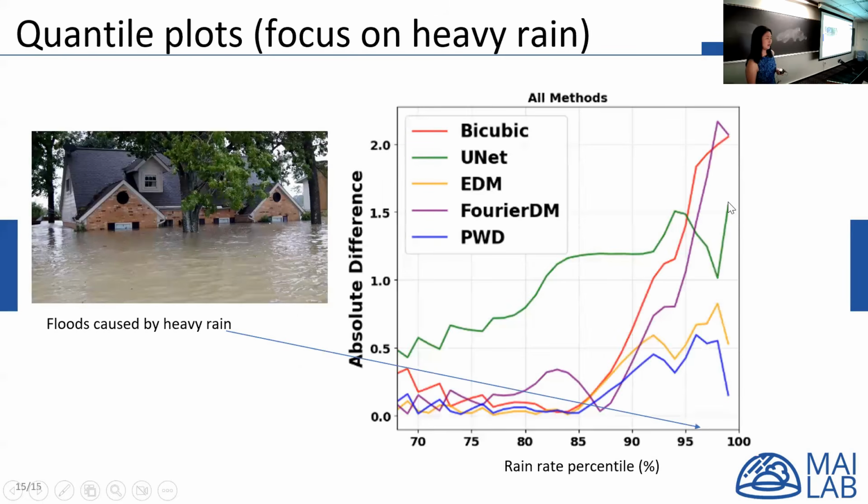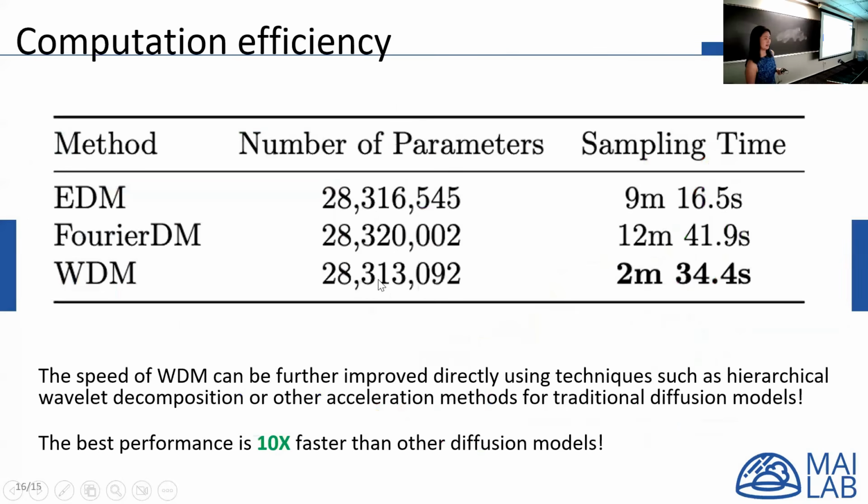Okay. And I also want to point out that for flash flooding, the heavy rain is the most important, and this blue line is our diffusion model. This one achieved the best result in terms of the lowest absolute difference.